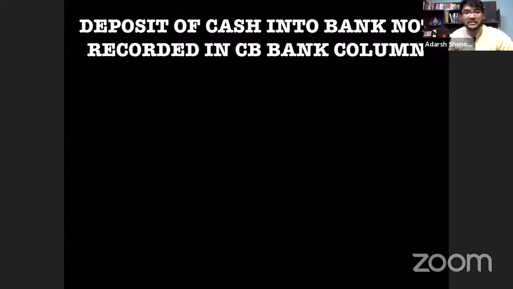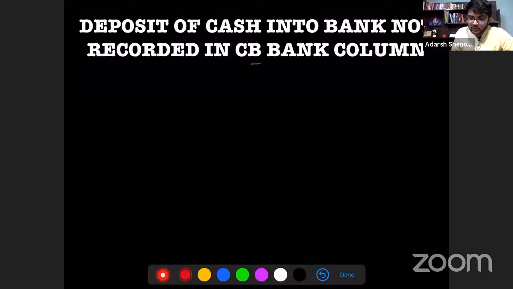Deposit of cash into bank not recorded in cash book bank column. It's difficult to type on mobile, okay, no problem. Can you tell me, deposit of cash into bank but not recorded in the cash book bank column, what has happened because of this transaction? Which balance is moved up or down? Cash book or passbook? When I say cash book in BRS, which column of the cash book am I referring to? Bank column.